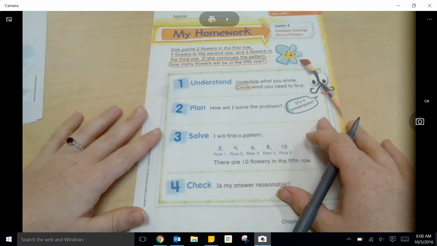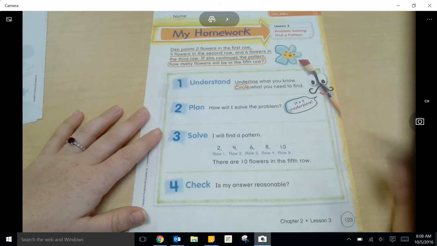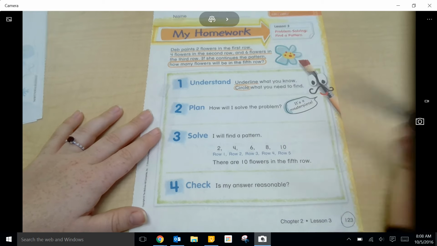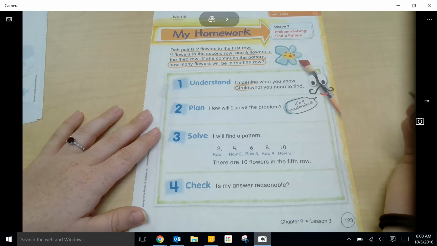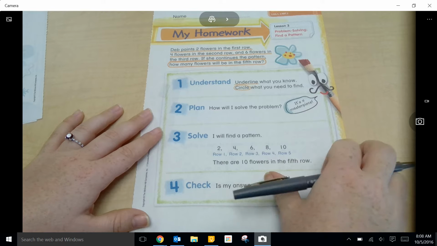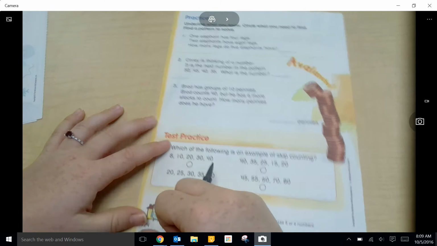Now we're at the homework page. It's just reminding you of what solving a word problem looks like when you're looking for a pattern. So we're going to skip this part and go to the back.